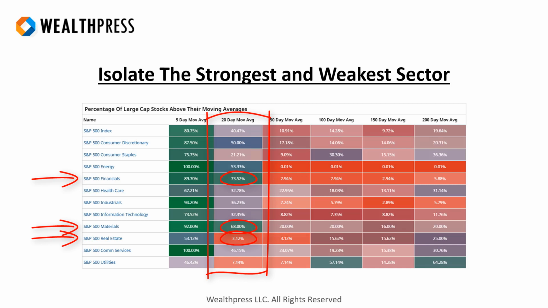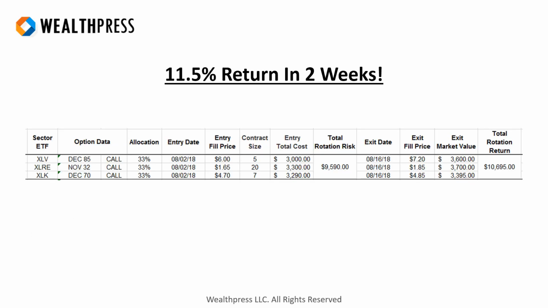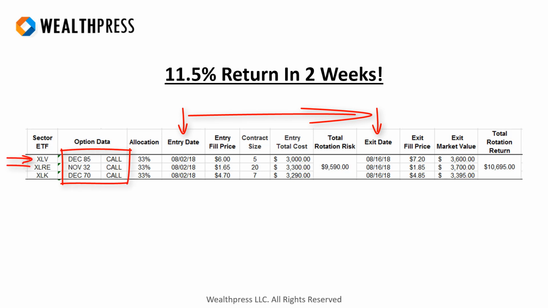Now, let's continue. Take a look at this rotation cluster. This rotation cluster returned 11.5% in only 2 weeks. That's 10 trading sessions. Now, we only bought calls. We bought the health sector, the real estate sector, and the technology sector. Those sectors were showing the strongest potential for gains.